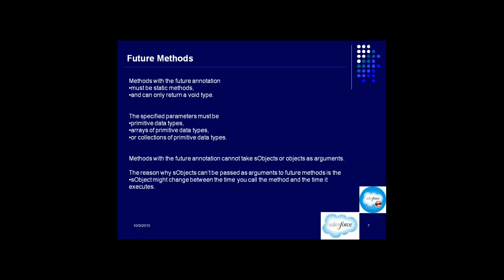An SObject cannot be passed as an argument to a future method because the SObject might change between the time you call the method and the time it executes. In this case, the future method will get the old SObject value and might override them. Got it? So in a future method, you cannot define an SObject as a parameter. That's a restriction with the future method.